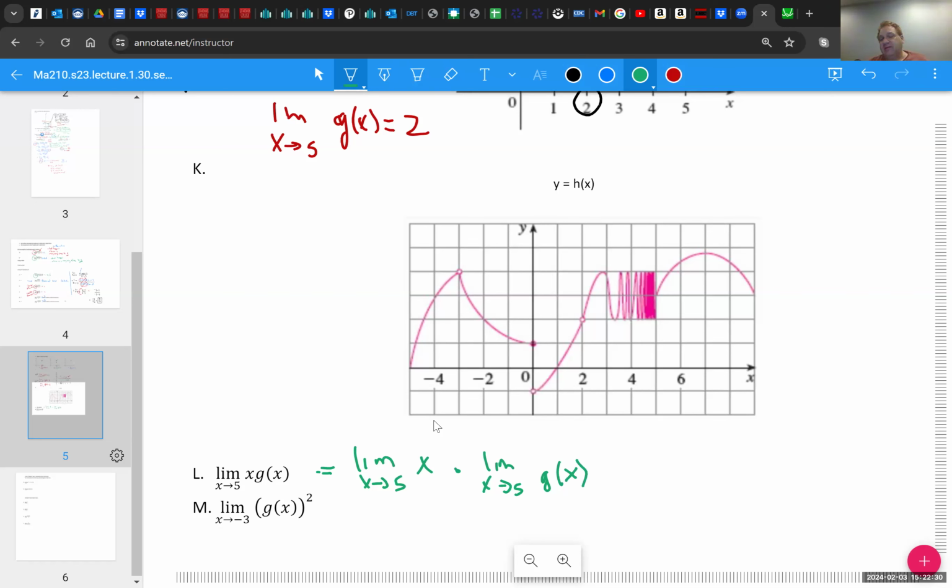There's no necessity of trying to do everything at once. You are only trying to find out when x is very, very close to 5. So you can find out what x is when x is close to 5 and then multiply it times g(x) when x is close to 5.